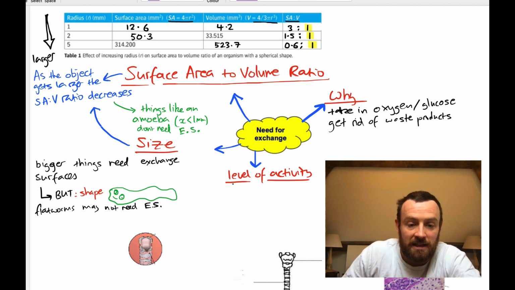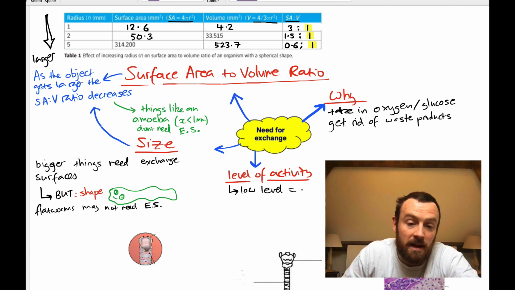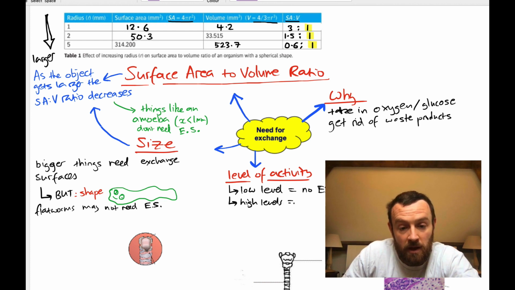The other thing is level of activity. Low levels of activity may mean that you don't need an exchange surface because you don't need to take in as much oxygen and don't need to get rid of as much carbon dioxide. But high levels of activity equals you need an exchange surface.